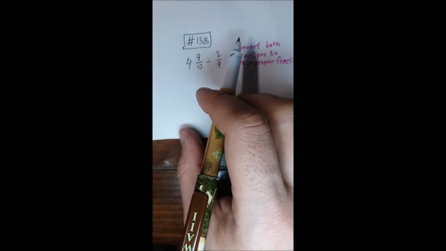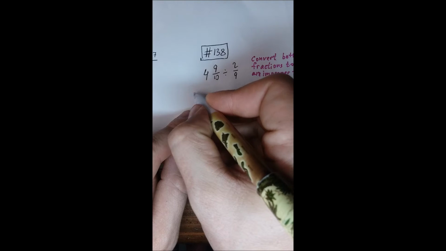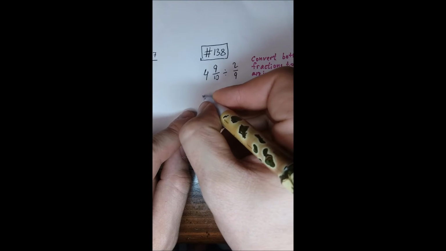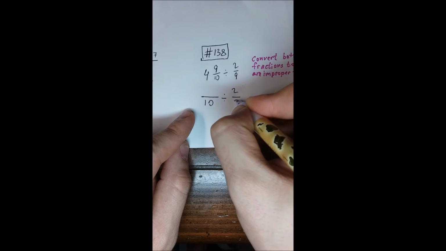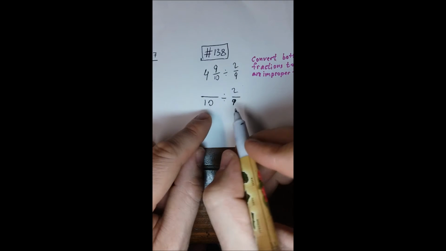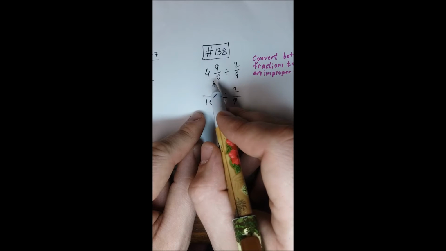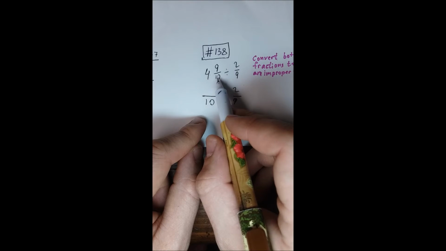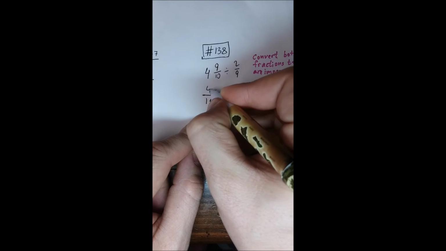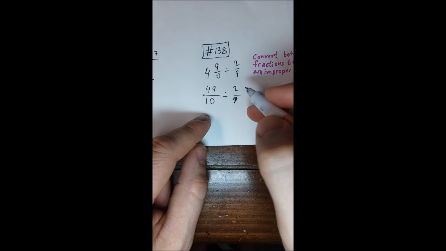We're going to take the same steps as we did in question 124. So 4 and 9 over 10, we're going to convert into an improper fraction. I wrote it like that because nothing is going to change until we switch this number into an improper fraction. The denominator will be 10. Now, 4 times 10 is 40, plus 9 is 49. So it's 49 over 10 divided by 2 over 9.